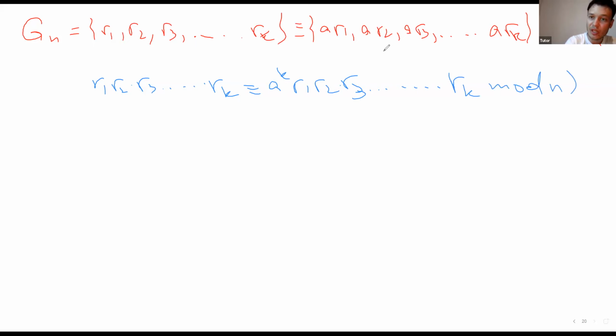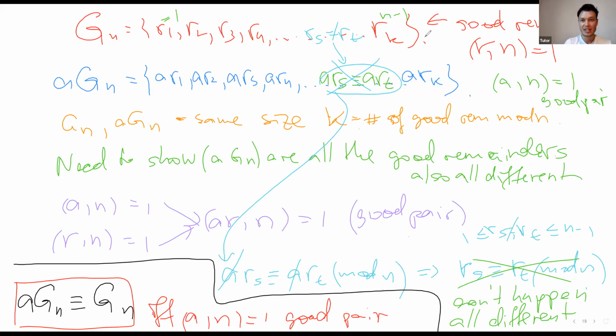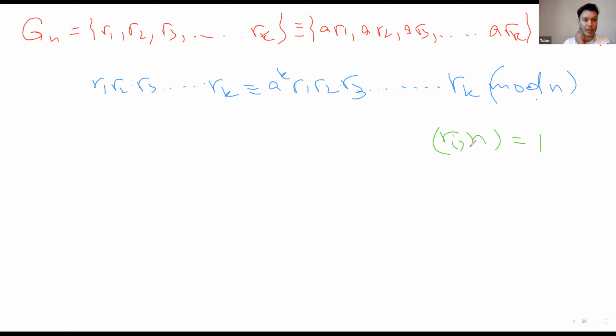And now here is the beauty. Look at this, because each Ri and N are good, right? Ri and N are a good pair because this is the set Gn, it contains only the good remainders. So if Ri and N is a good pair, it means that I can simplify R on both sides. R1 can be simplified. R2 is good to N, so I can cancel R2. Now R3 is also good to N, so I can also cancel R3. Now RK is also good to N, so I can also cancel RK, right? Because they're all good numbers.